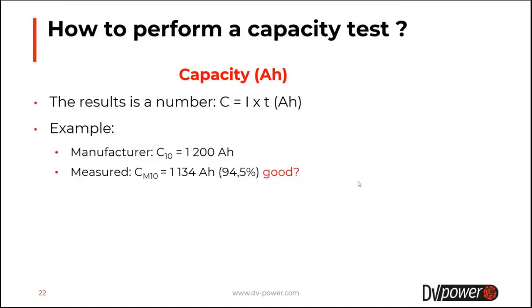This is an example. If a manufacturer states that a C10 capacity of a battery is 1200 amp hours, and we measure that the capacity of a battery is 1134 amp hours, which is 94.5% of the manufacturer's stated capacity, what does that mean? Is our battery good or bad, and do we need to replace it?